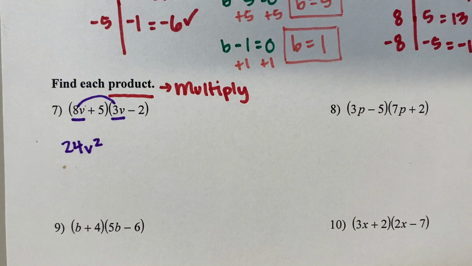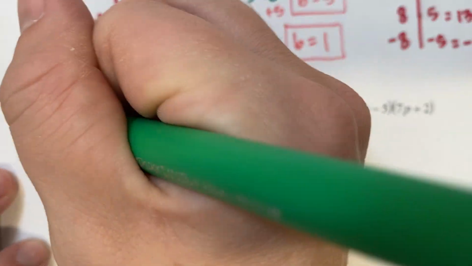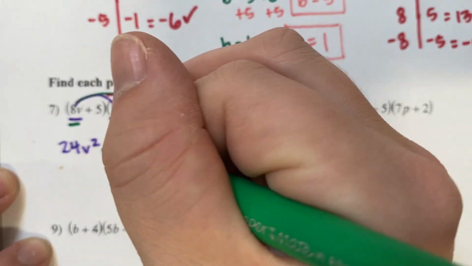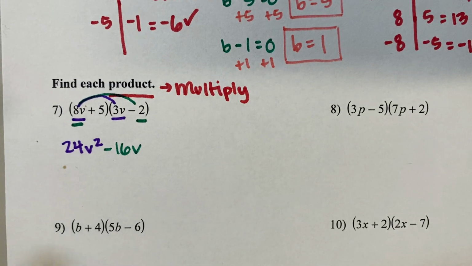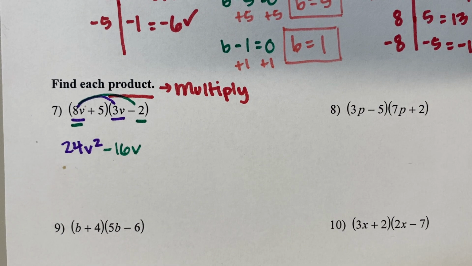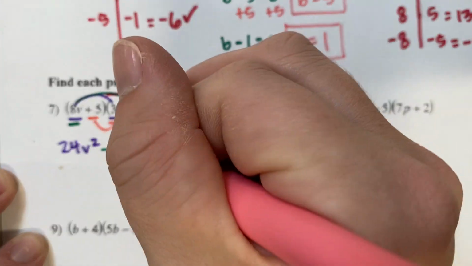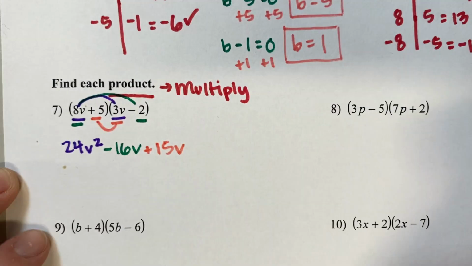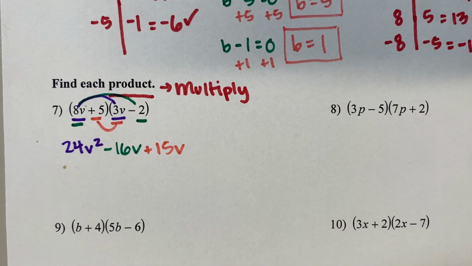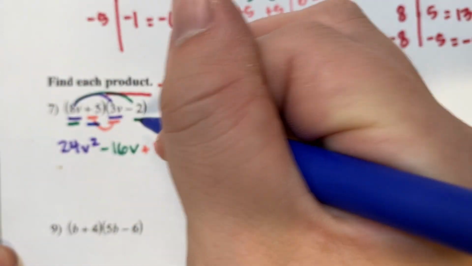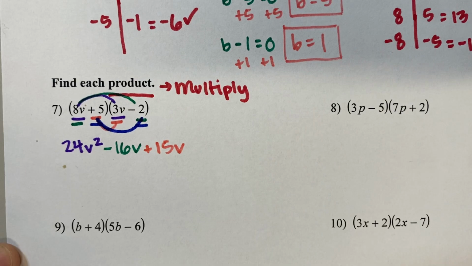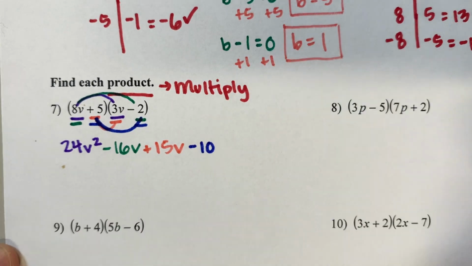Okay, then I have O in FOIL. That's my outside terms. Outside, 8v times negative 2, negative 16v. Then I have I for inside terms, 5 times 3v, positive 15v. And L would be my last terms. 5 times negative 2 would give me negative 10.